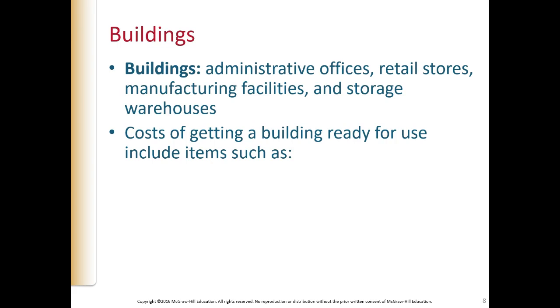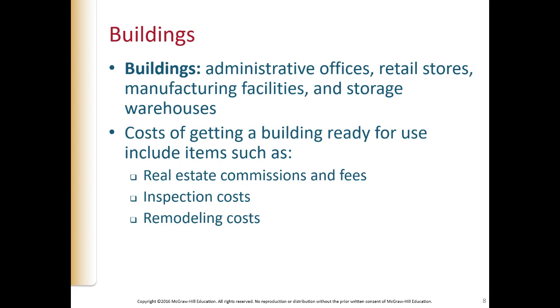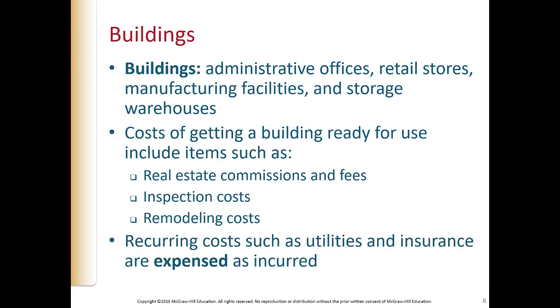Buildings, you can see what those are in the reading, and what we need to include here will be not only the cost of the building, but any real estate commissions we paid for purchasing the building, other fees, of course, any inspection cost, remodeling cost, any cost incurred in your purchase of the building will be part of the building cost itself. Recurring costs, such as utilities, insurance, and also repairs and maintenance, those are expensed. Those are not included as part of the cost of the building itself.